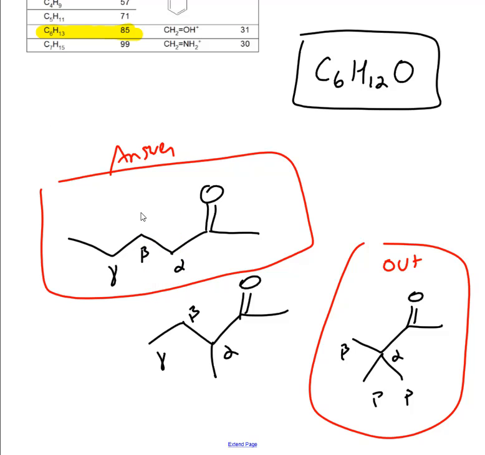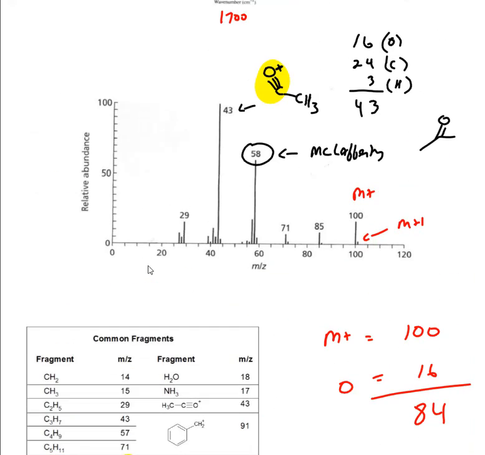So this one can give us McLafferty, the other doesn't. So that's the McLafferty. That is actually this right here, OH, positive, and radical. That's what that is right there. All right, so I hope that was clear.